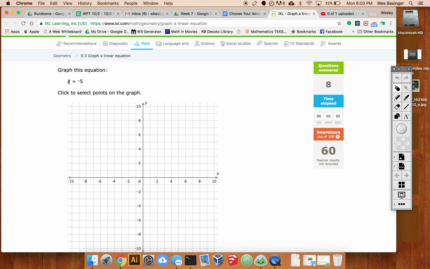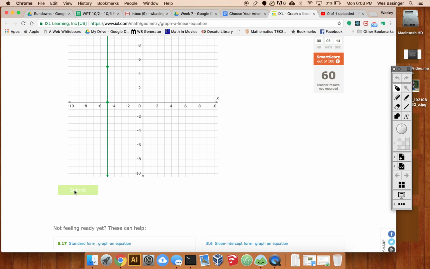X equals negative 5. This time it's x equals. So I'm going to flip to a vertical line instead and make it perfectly vertical.